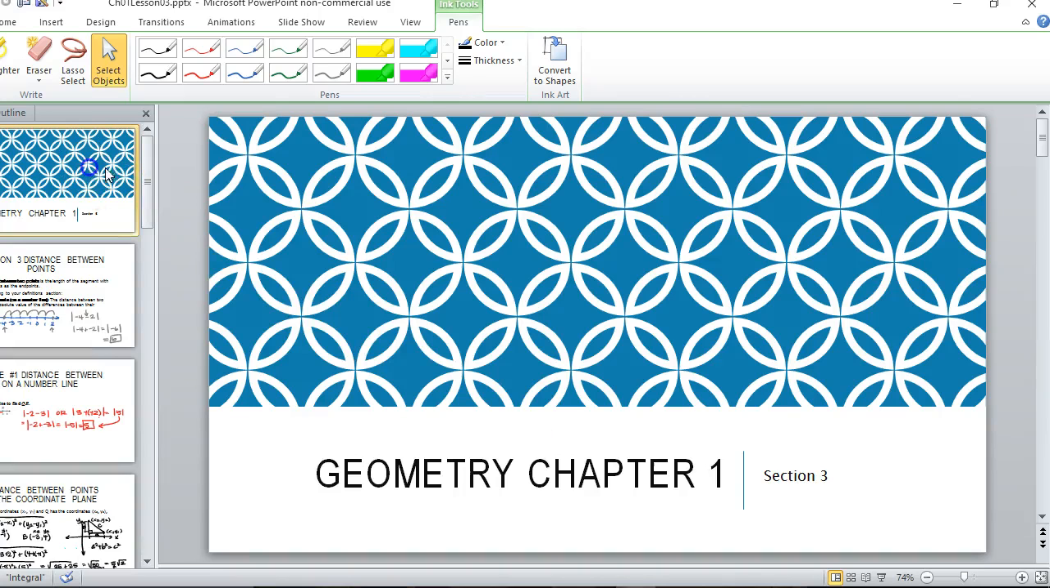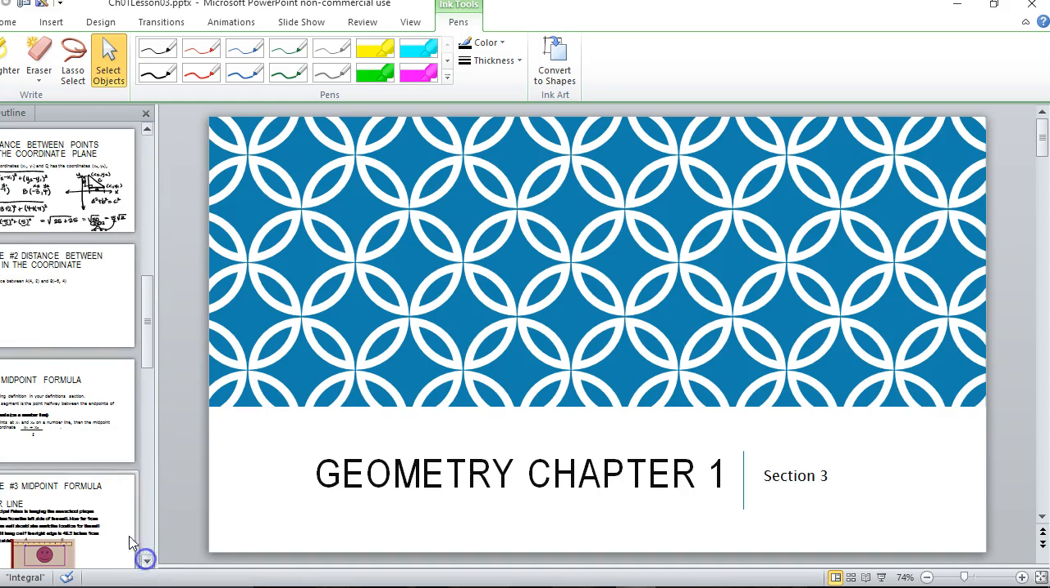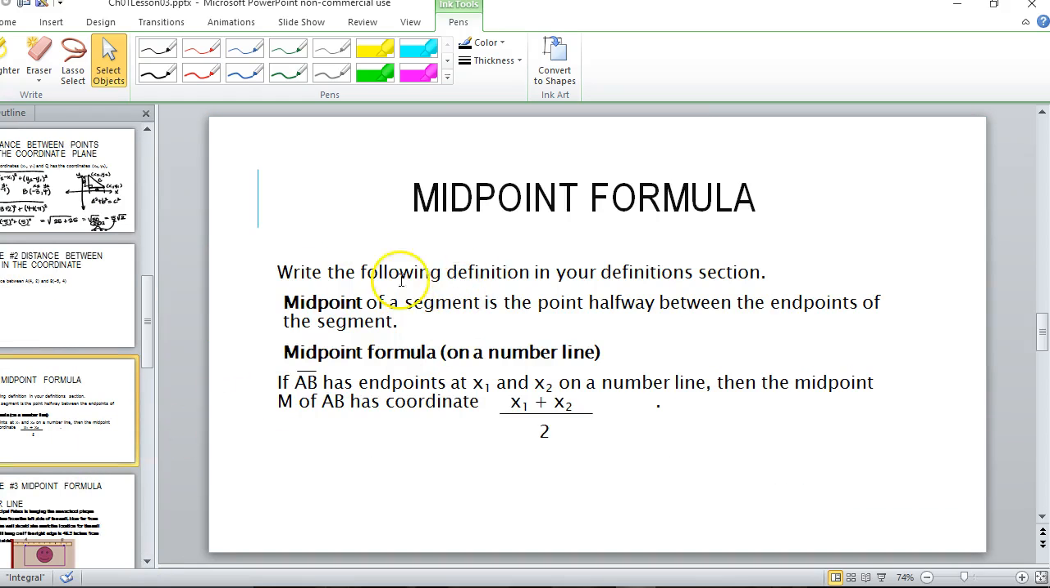Good morning, guys. We are going to finish up section 3. This is chapter 1, section 3, and we previously talked about distance between points, and today we are going to talk about the midpoint formula. So write this following definition in your definition section.